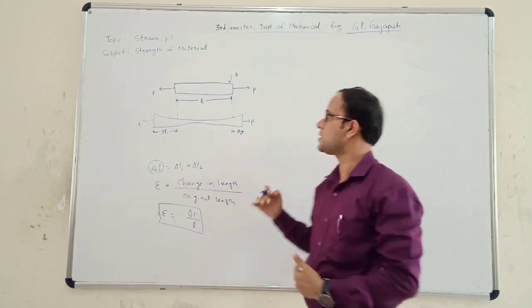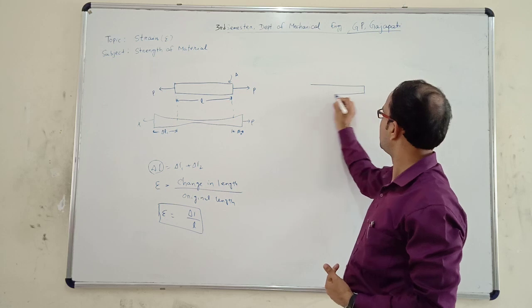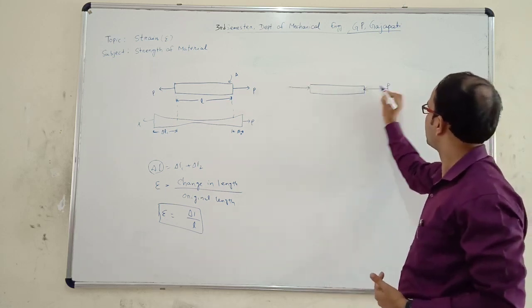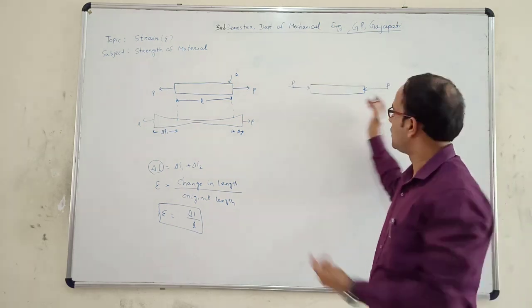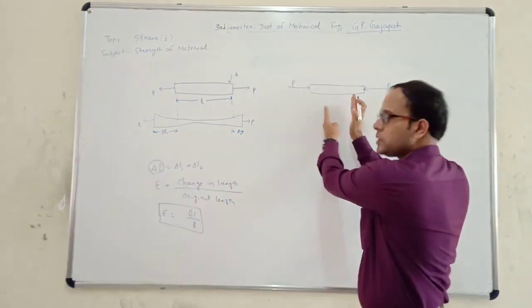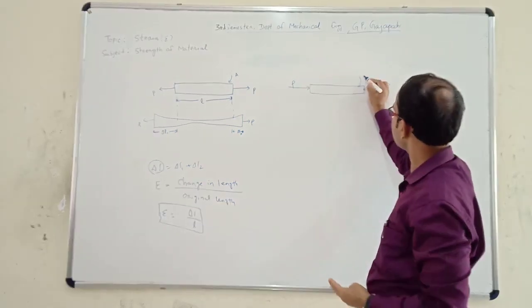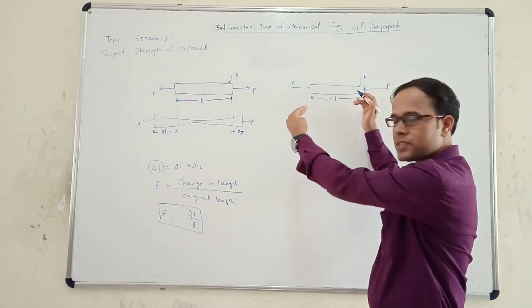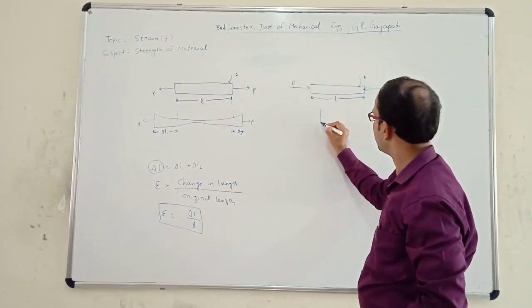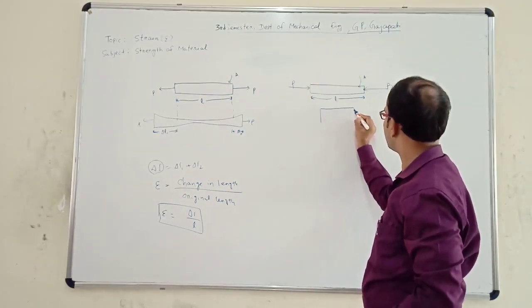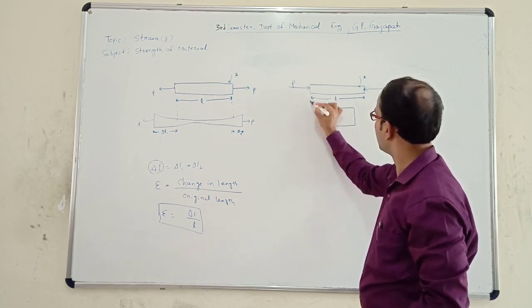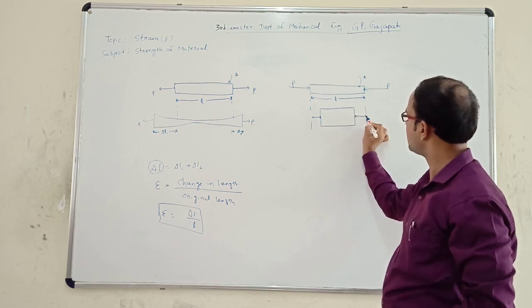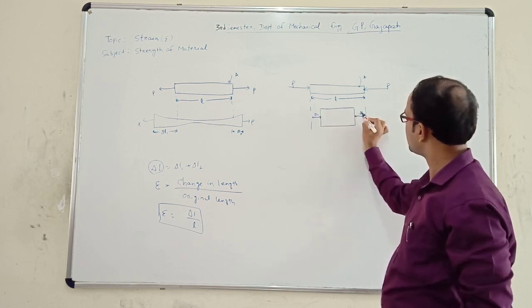Similarly, come to compressive force. Suppose this is a body and we are applying two pushes, compressive force. Now due to this force, the length will decrease. Let the original length be L. After the application of this P, let the shape change to this one. So what is the change in length? This amount and this amount. Let this be delta L1 and this be delta L2.